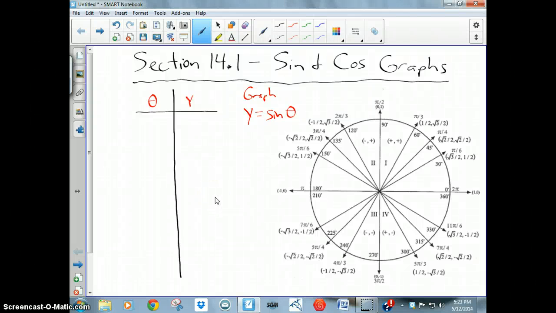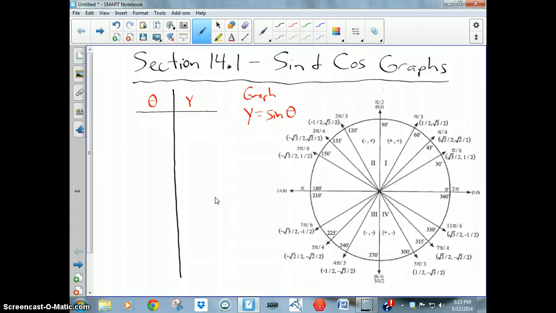Welcome to the last section in Algebra 2, section 14.1, which is about the sine and cosine graphs. We're going to spend the majority of the rest of the year studying sine and cosine graphs and how they apply to real life situations and problems.